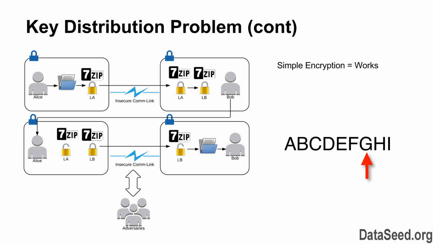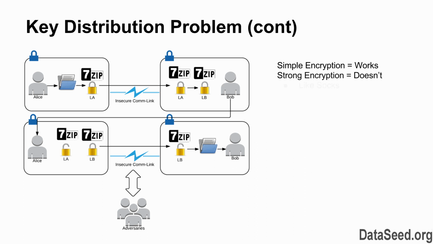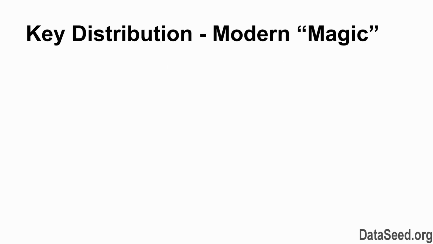But for strong encryption, like AES, this technique doesn't work. It's like socks. If you put sock A on, then sock B over sock A, in doing so, sock B has to be removed first. Last on, first off kind of deal. In order to exchange these keys, we'll need to institute what I call a little modern magic.